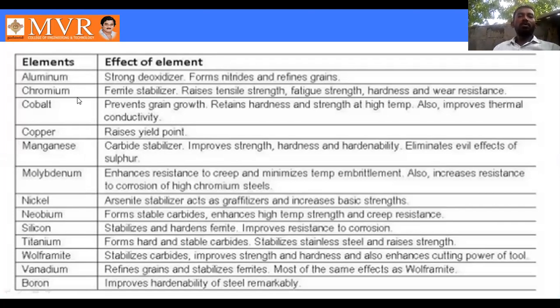Chromium we can use as well. These are the effects: ferrite stabilizer, rises tensile strength, effective strength, hardness and wear resistance we can see in the particular material. This type of element we can use for steel. So these are the effects we can see.